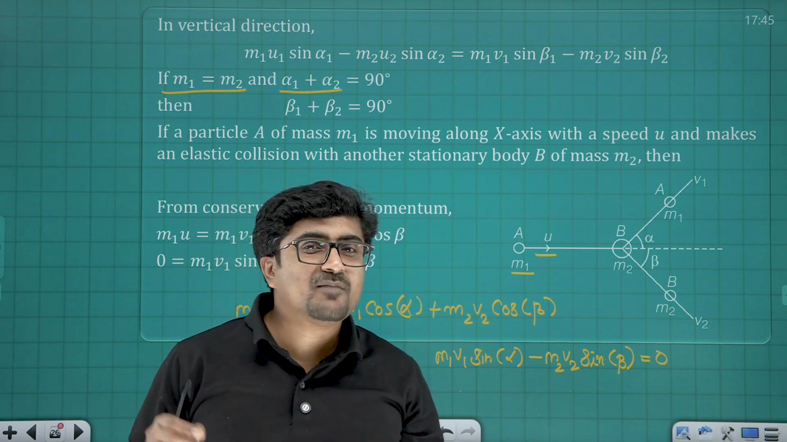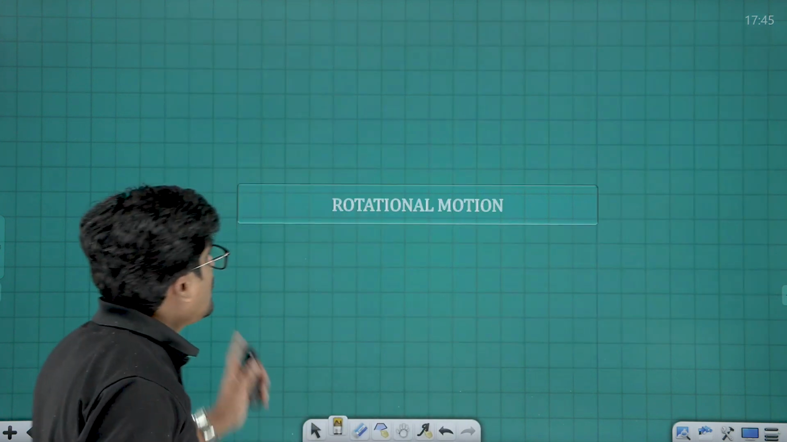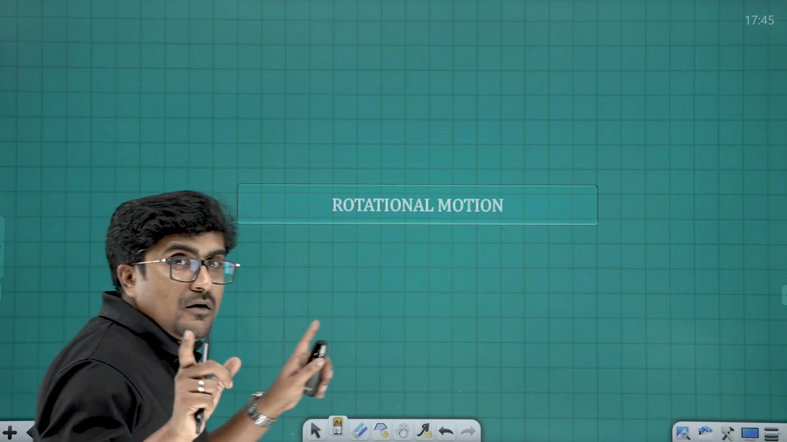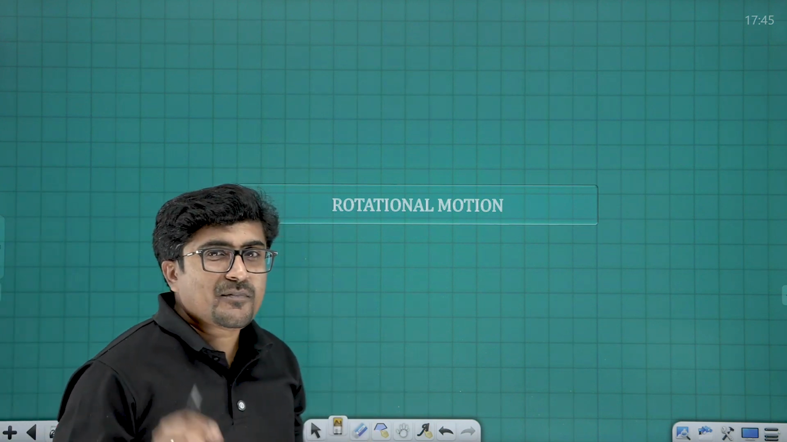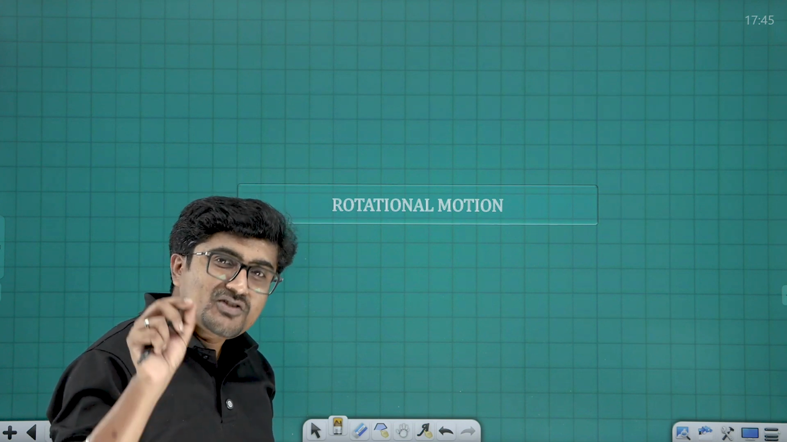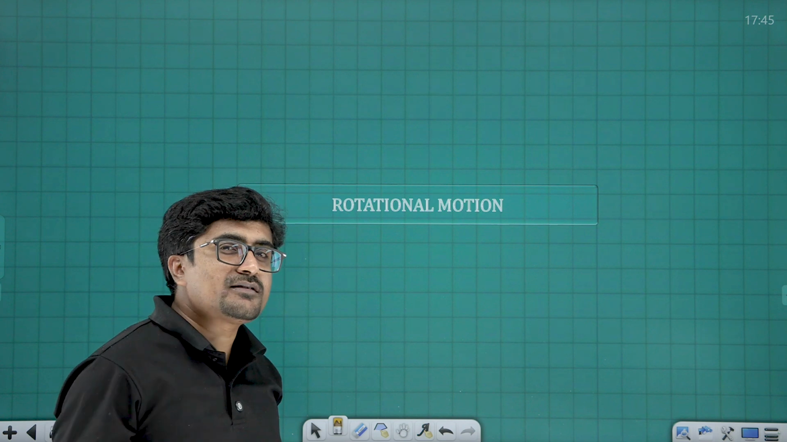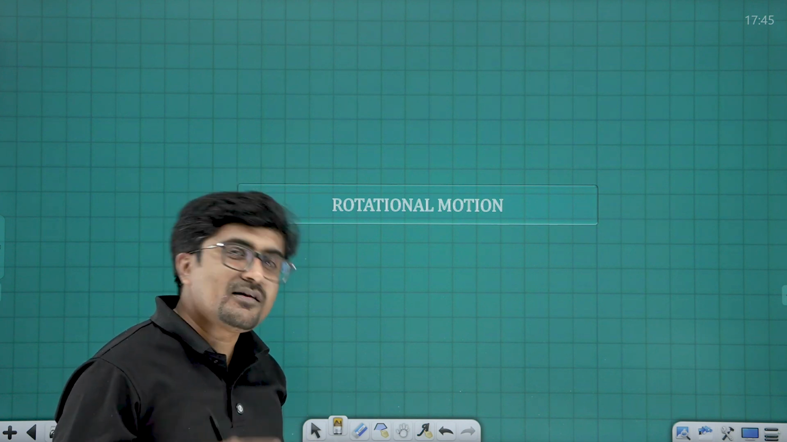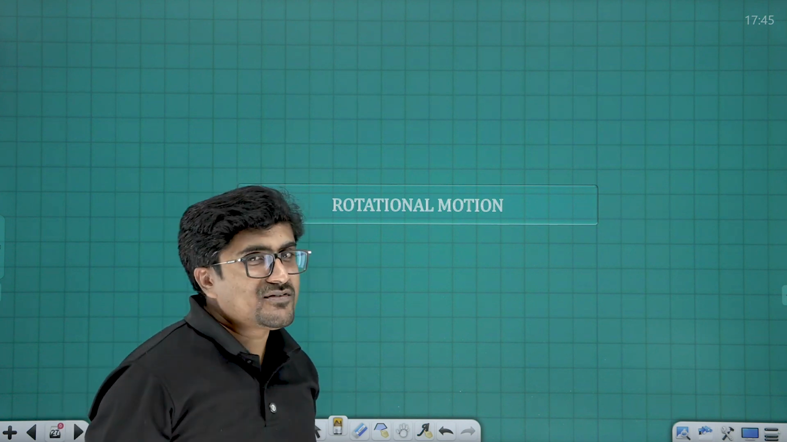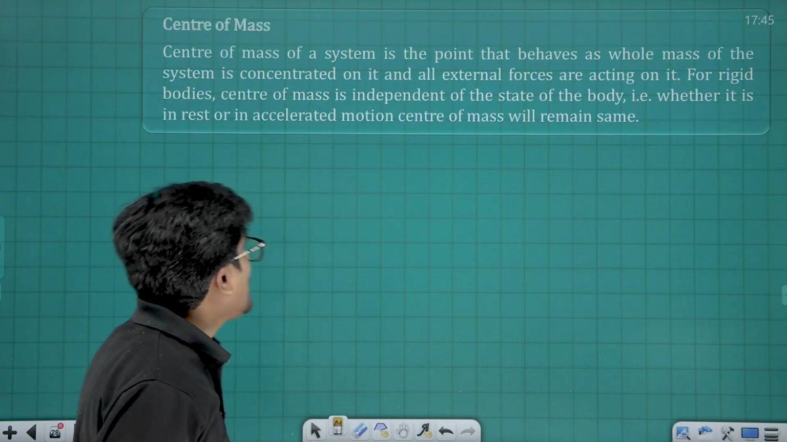Next is system of particles and rotational motion. What's special with this chapter is that it will help you analyze your understanding of the entire concept of mechanics that you have studied till now. So let's verify that.